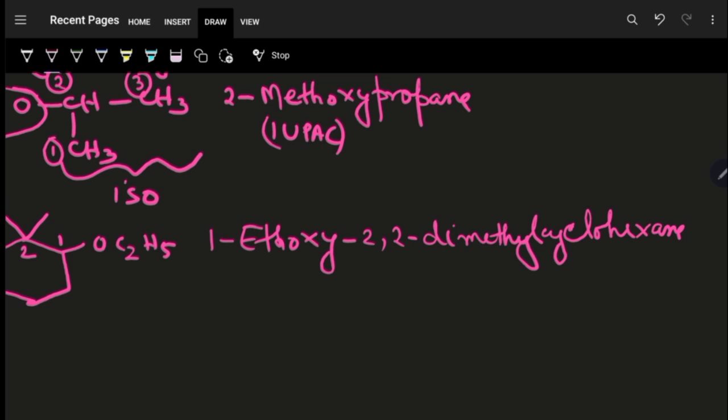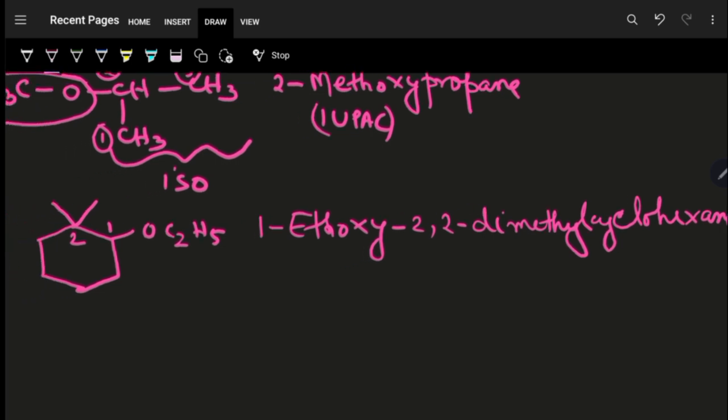cyclohexane. Now I have to check what positions are involved. At carbon number 1 there is 1 substituent, at carbon number 2 there are 2 substituents. The summation comes out to be 5. Now I apply the lowest locant rule. If I number the other way, suppose I number this one as 1 and this as 2, the name changes.